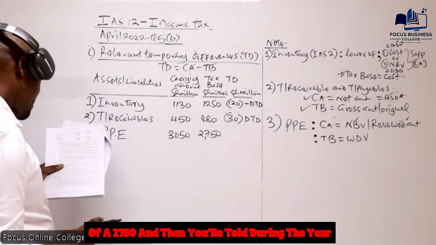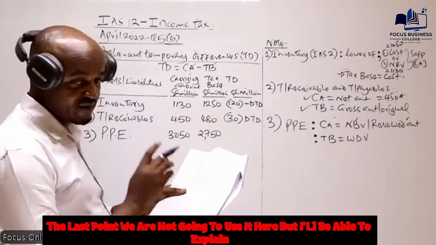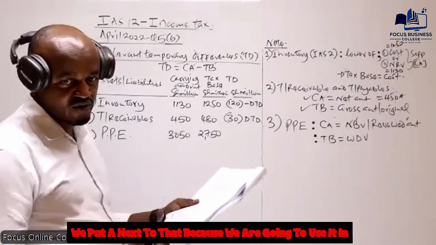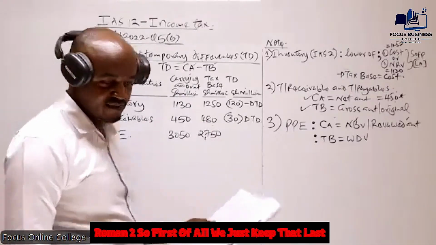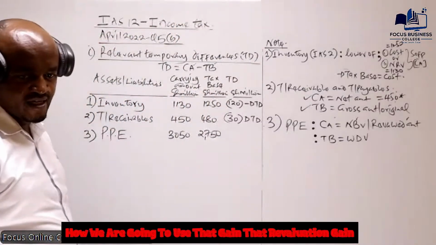750. And then you're told during the year, I'll be able to explain the last point. We are not going to use it here, but I'll be able to explain that last point. First of all, we put an X to that because we are going to use it in answering Roman 2. So first of all, we just keep that last paragraph, but I'll be able to explain how we are going to use that gain, that revaluation gain.